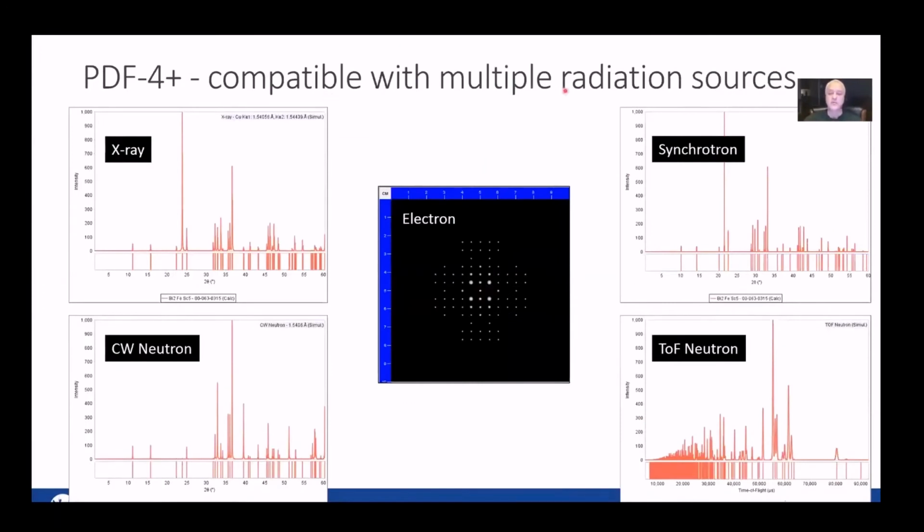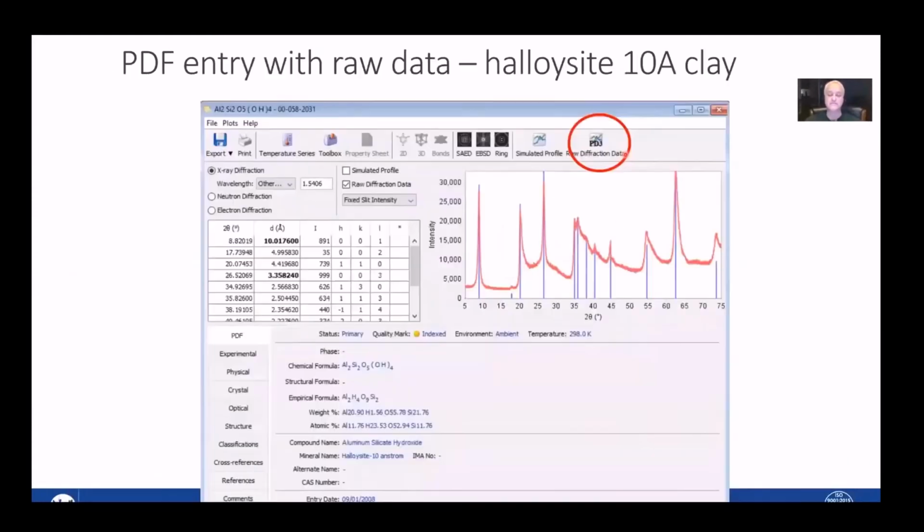So you can work with multiple radiation sources, X-rays of multiple wavelengths. You can input a specific wavelength if you're working with synchrotron radiation. We can also simulate constant wavelength neutron patterns as well as time of flight neutron patterns. So multiple ways to do comparisons, as well as the earlier mentioned selected area electron diffraction patterns to compare your data to entries in the powder diffraction file.